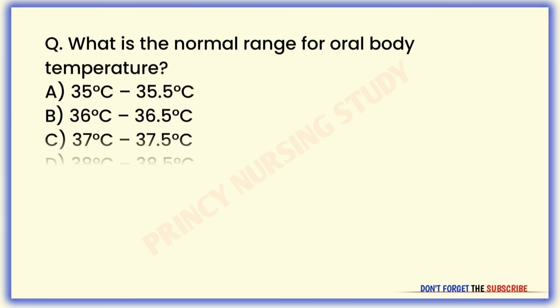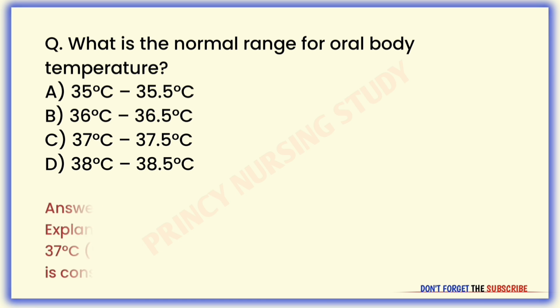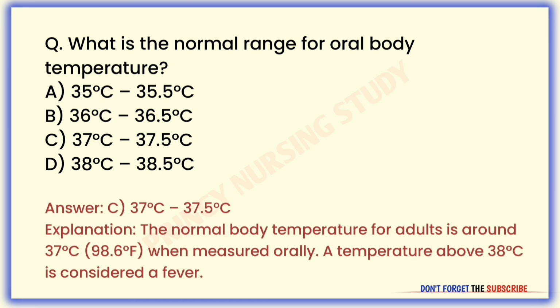Next question. What is the normal range for oral body temperature? Correct answer is C. 37 degrees Celsius to 37.5 degrees Celsius. The normal body temperature for adults is around 37 degrees Celsius, 98.6 degrees Fahrenheit when measured orally. A temperature above 38 degrees Celsius is considered a fever.